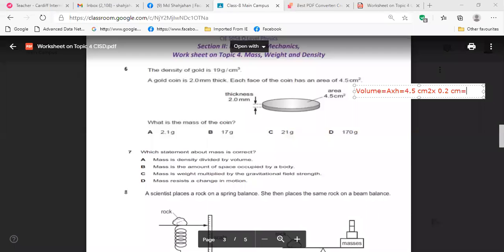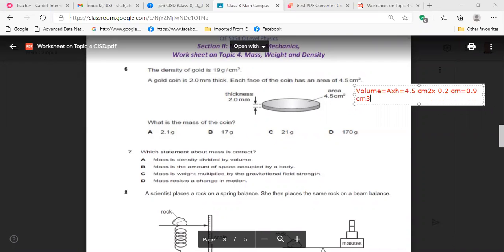Sir, this is millimeter, 0.9. Oh, you are converting to centimeter, sorry, I did not notice. So we have to convert it, right, Lamisa? Sir, it was not written, I did not notice, sorry. It's okay. Then you calculate the answer. It should be 0.9, and then centimeter cube, right?